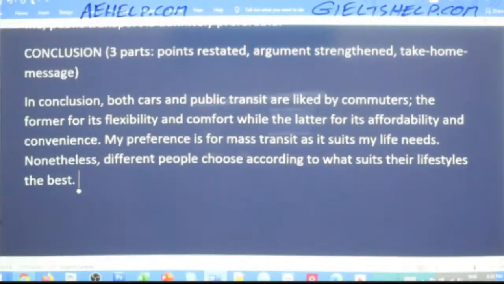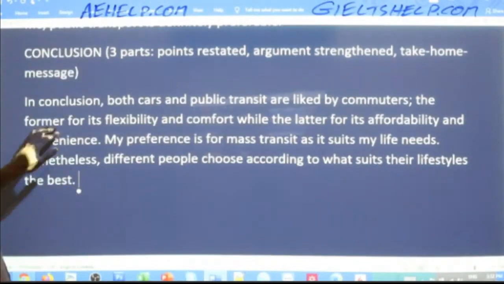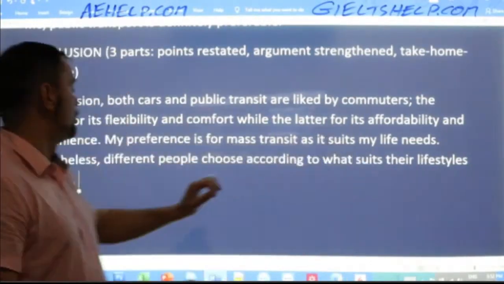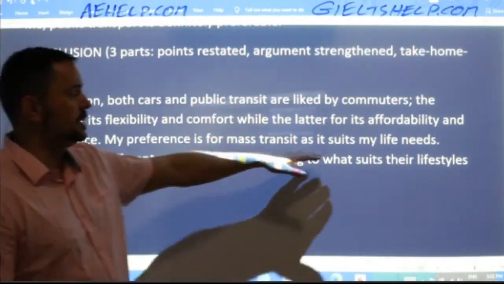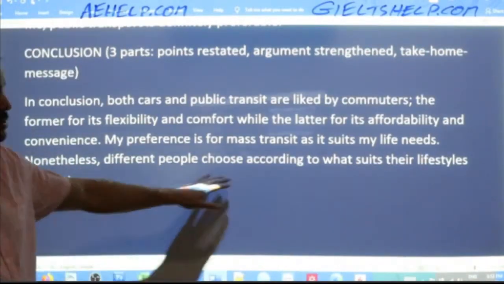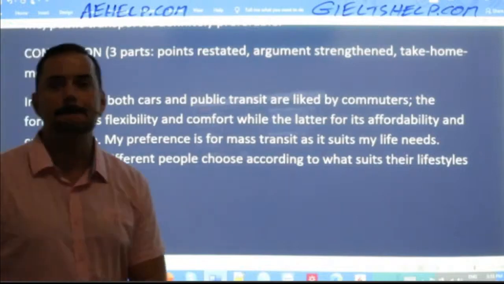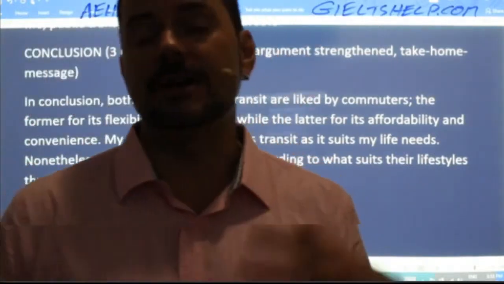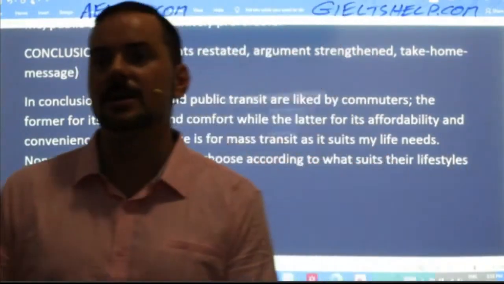Here it is. So in conclusion, both cars and public transit are liked by commuters, the former for its flexibility and comfort, while the latter for its affordability and convenience. My preference is for mass transit, as it suits my life needs. Nonetheless, different people choose according to what suits their lifestyles the best. And that's it. That concludes the essay. That explains the preference of cars versus the preference of public transit.